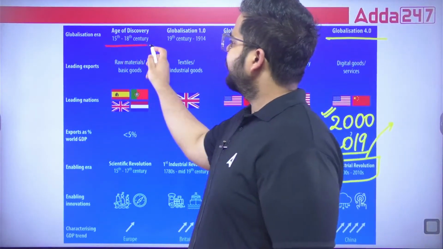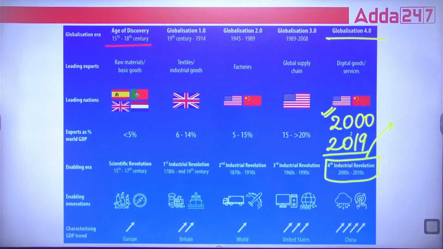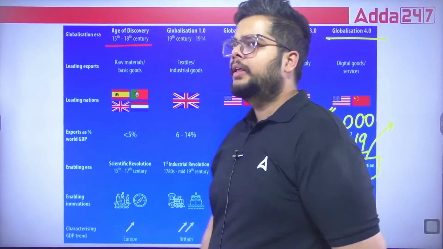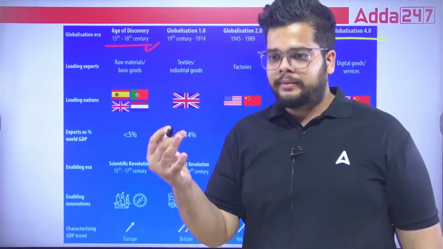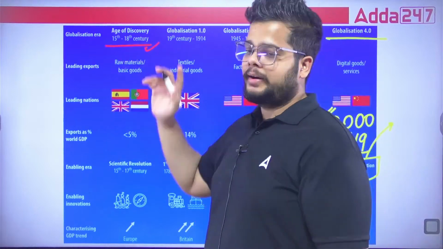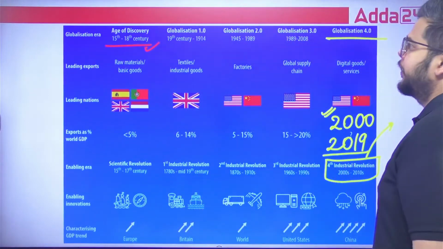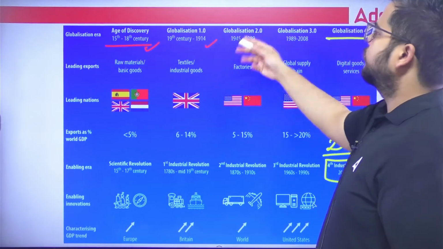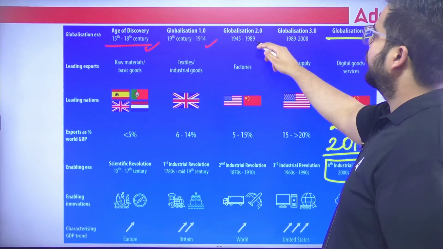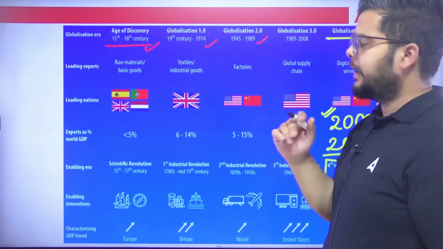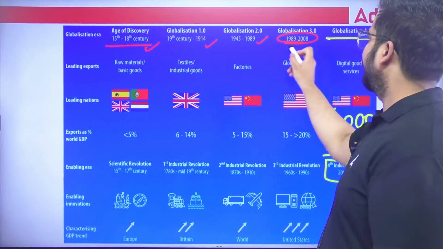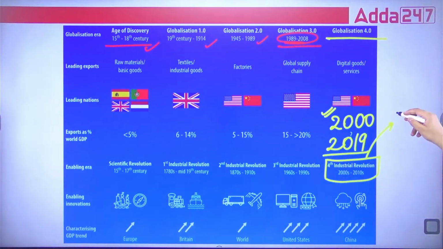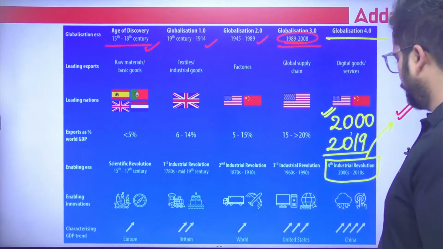From where did the globalization era begin? It was from the age of discovery. Since the age of discovery, we can say that global integration of the markets was there. So integration of global economic markets led to globalization, and it started in the 15th century. Then we move on to globalization 1.0, 19th century. Then globalization 2.0 till 1989. After that, till the early 2000s, globalization 3.0 was there. Right now we are sitting at globalization 4.0.